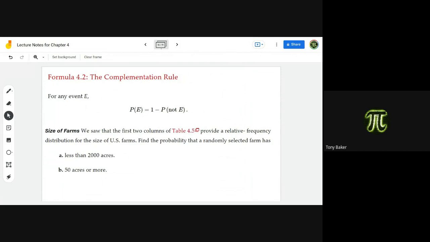This is the complementary or complementation rule. Basically, it's the opposite of not. So when we were looking at the problem, remember I said sometimes it's easier to find the opposite event and then do the opposite of it to get what I want than it is to find the actual event they're asking.